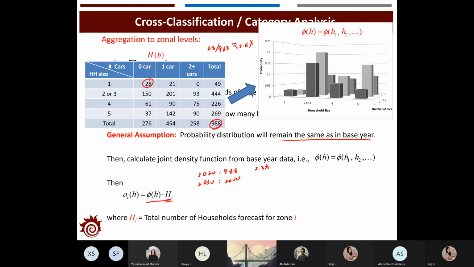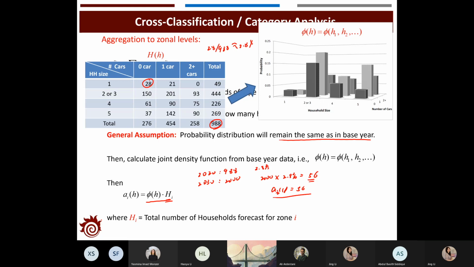Then the number of households in cell 1 would be 2000 times 2.8%. That would be 56 households. So Ai1 for cell 1 will be 56 in the future year.